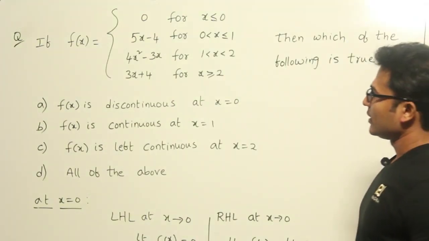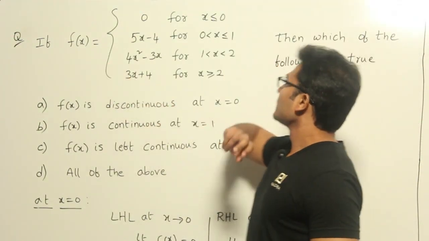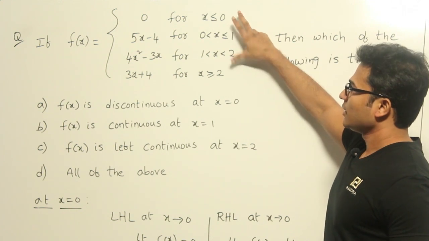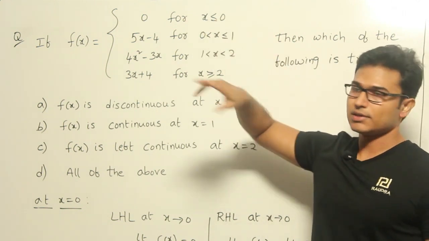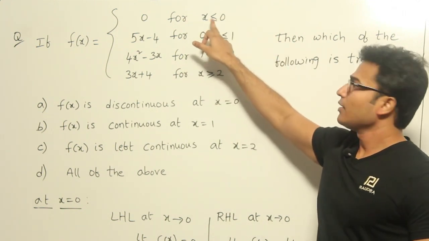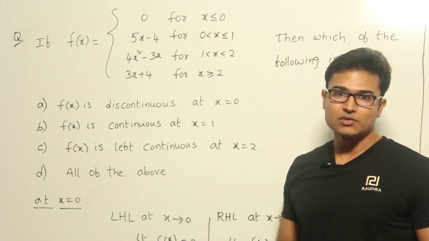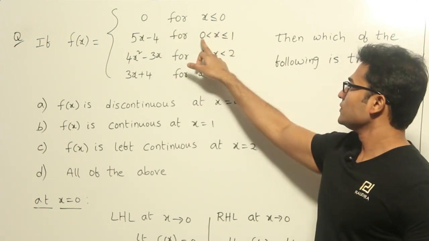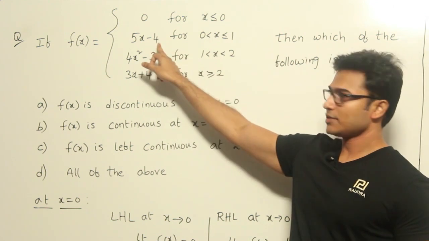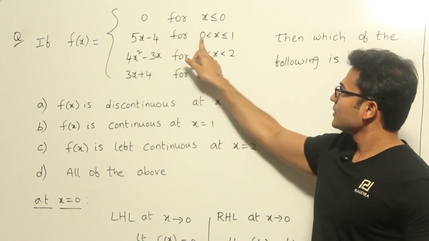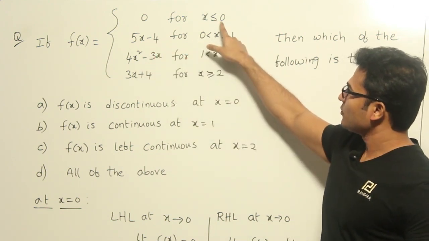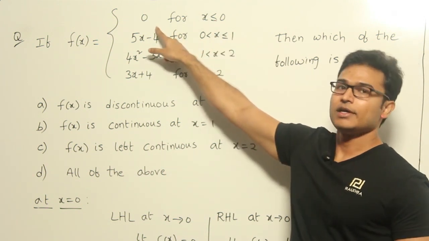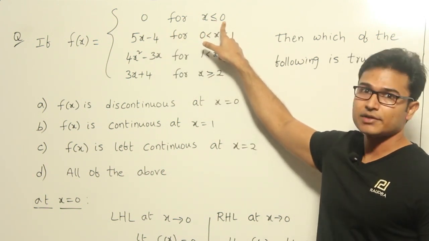Let's see this question. If f of x equal to, now over this range they are giving the functions, and the function is changing as the range is changing here. When x is less than or equal to 0, it is going to be 0, and between 0 and 1 it is going to be 5x minus 4. So exactly when x equal to 0, you have to go here, right? Y less than or equal to 0 is written here.